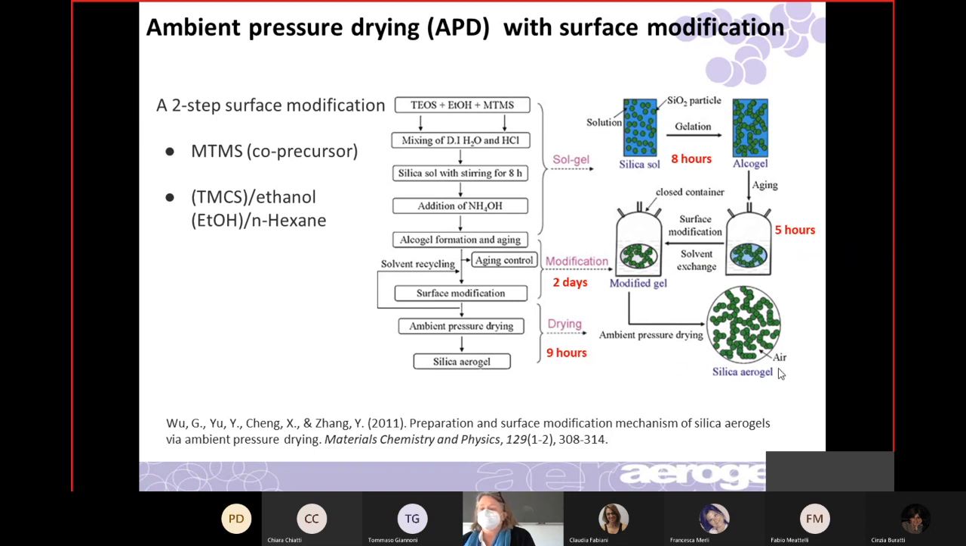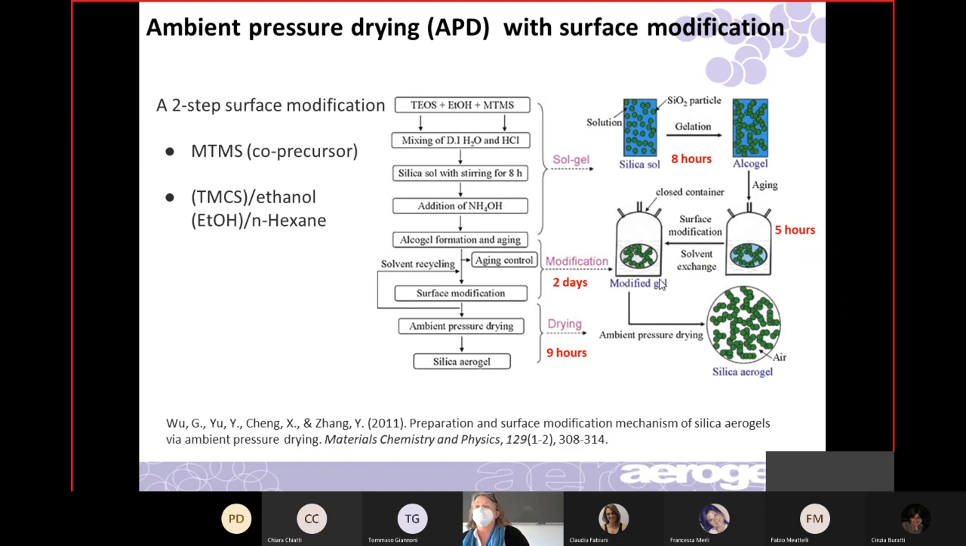This is from the paper. I added the things in red to indicate the time, because this is one of the problems with this method. It's 3 days or so to do this process, which is a long time.